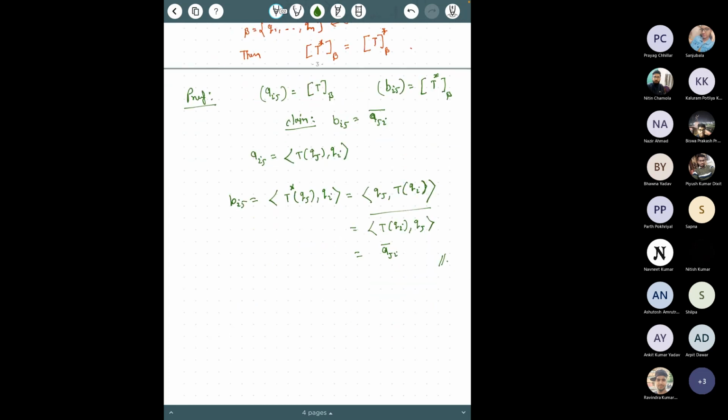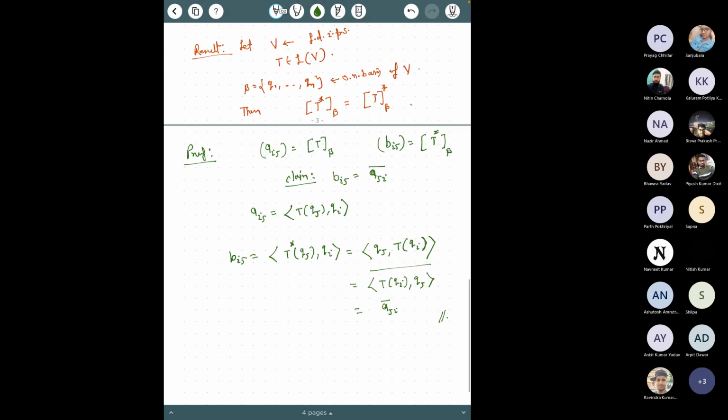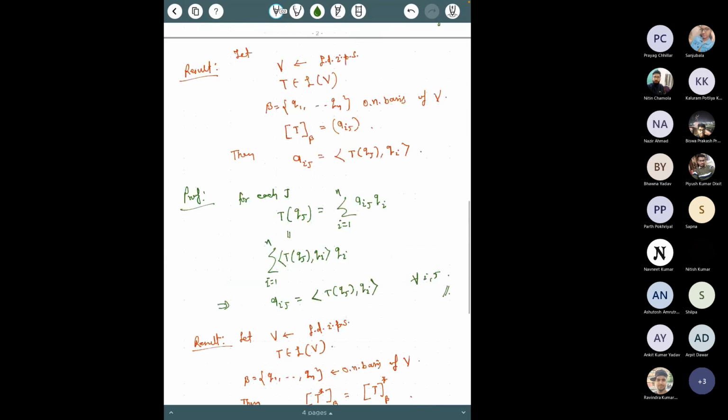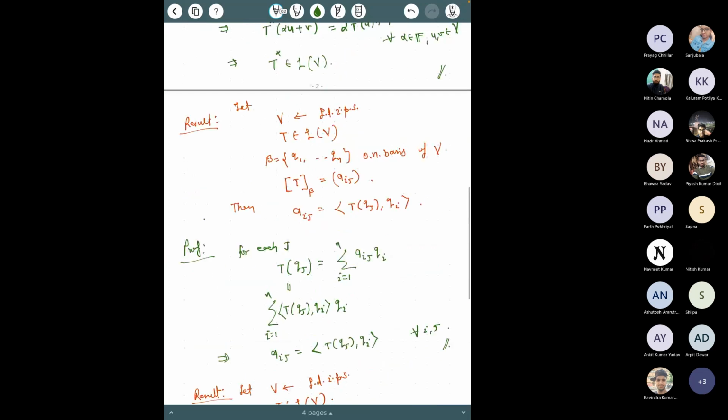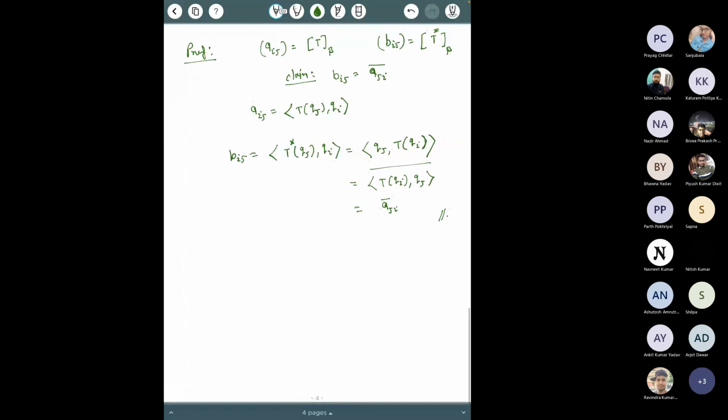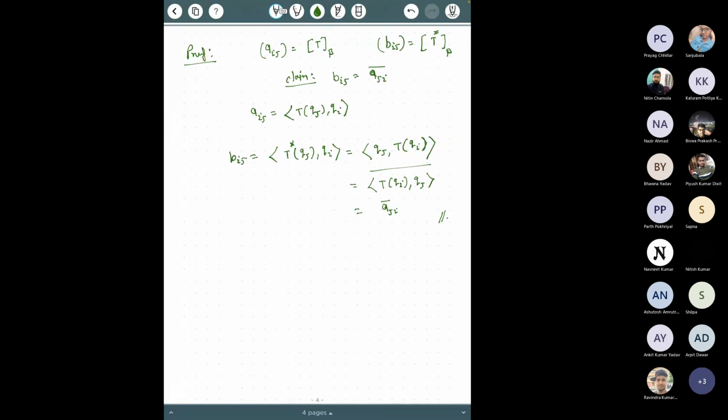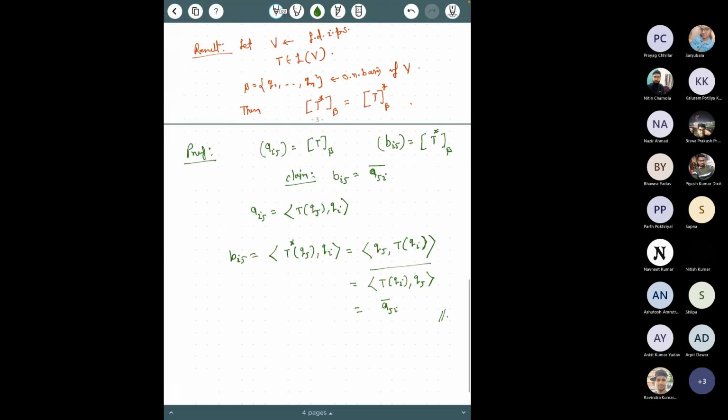All right, so let us do one example here. Suppose that we want to find the star of a linear operator, that means how to find the adjoint of a linear operator. We have shown the existence in a finite dimensional inner product space, but let us see how to find it. There are two ways. One is just to use the definition, and the other one is this result.